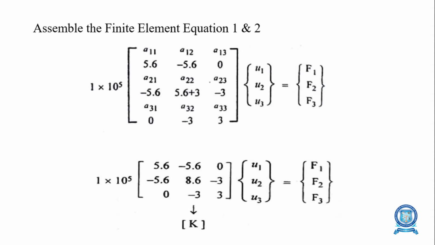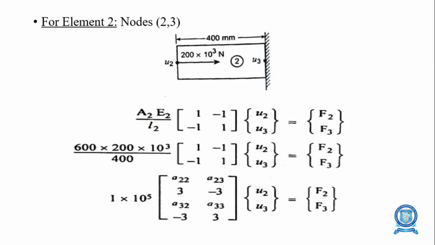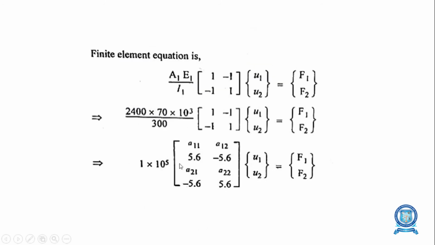So how are we going to assemble? For the first equation, we got 1 into 10 to the power 5 times 5.6, -5.6, -5.6, 5.6. We are giving a naming to each entry. So 5.6 is named A11, -5.6 as A12, -5.6 as A21, and 5.6 as A22, with 1 into 10 to the power 5 outside.